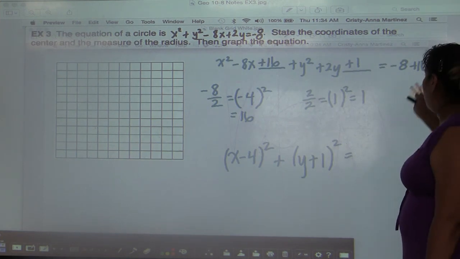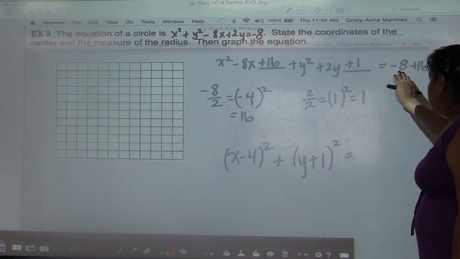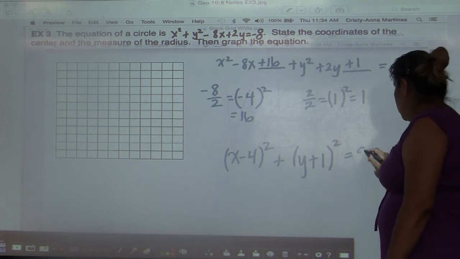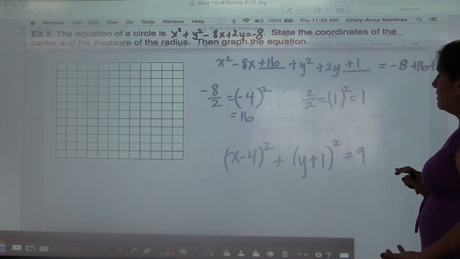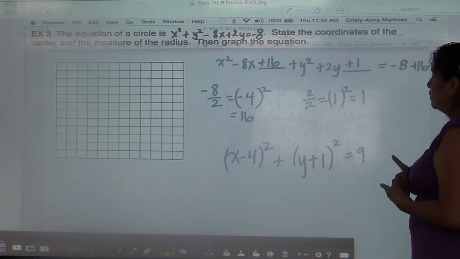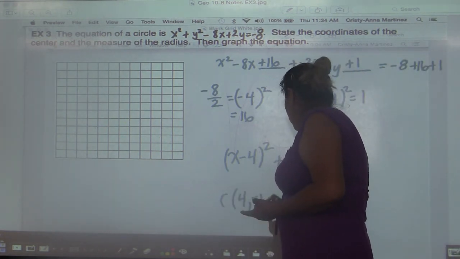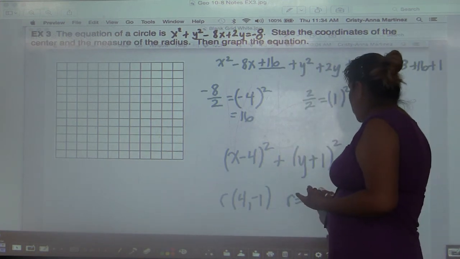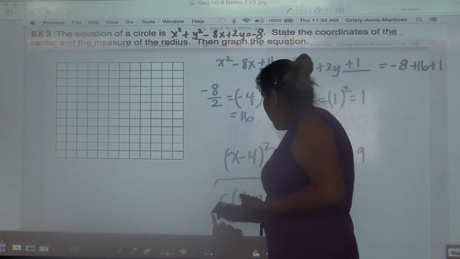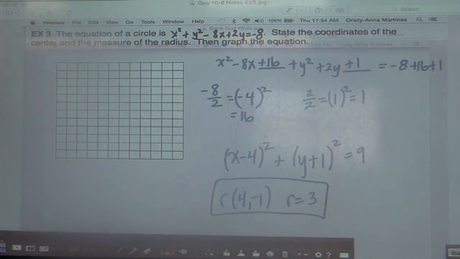Okay? And then as far as the radius, we're going to have all these numbers and add them up. 16 minus 8 is 8, and 8 plus 1 is 9. So this is actually going to be your equation, but what they asked for was to state the coordinates of the center. So that means that my center will be positive 4, negative 1, and my radius is going to be the square root of 9, which is 3. So we've got that information already, but now we have to actually graph this circle, and that's where things will get a little interesting here, at least for me.